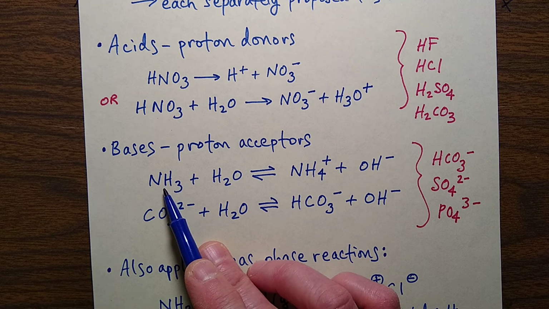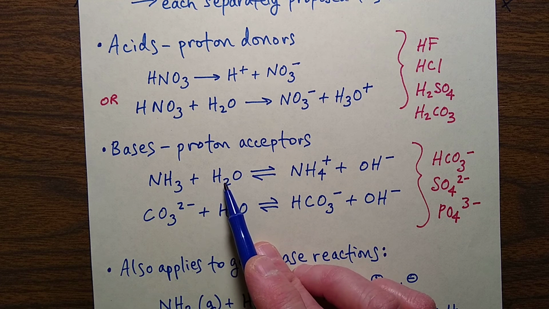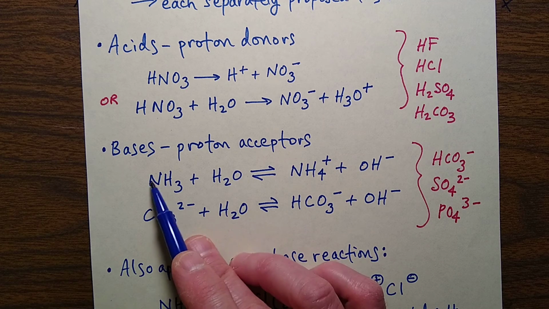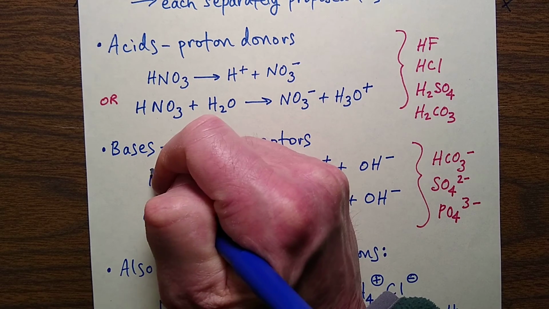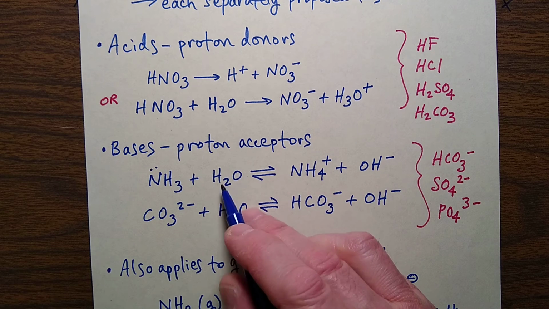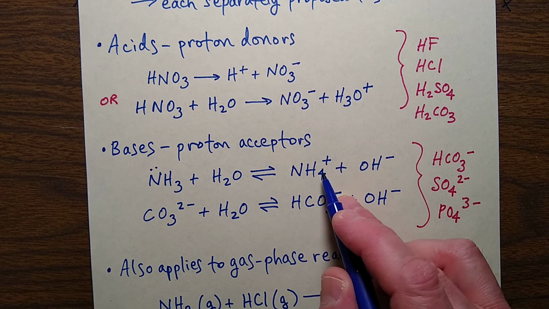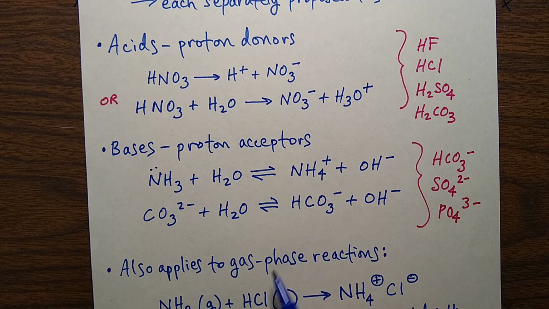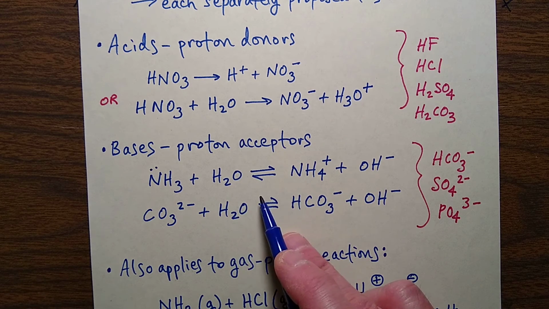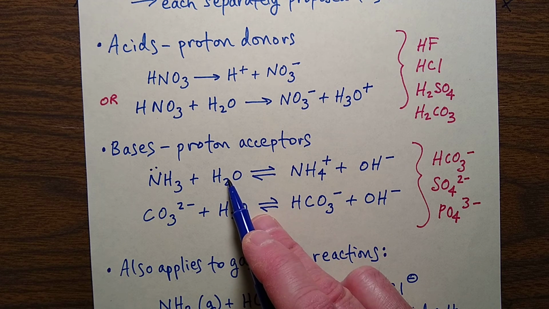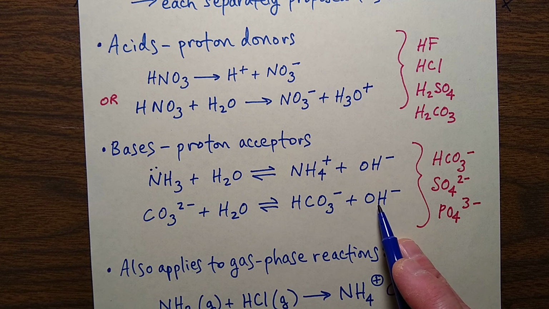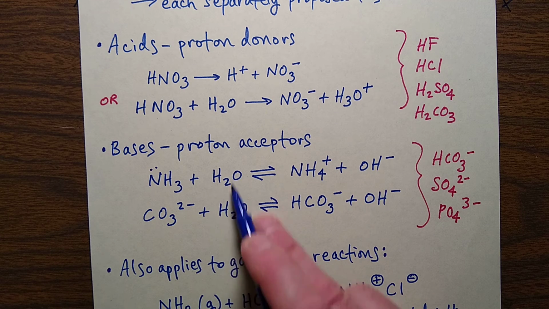So ammonia, NH3, is a Bronsted-Lowry base because it accepts a hydrogen from water. This lone pair here will pick up a proton to become NH4 plus. Notice the charge went from neutral to +1 when it picked up a proton because protons are positively charged. And what was left with the water was a hydroxide ion. So there's why these are bases. They're producing hydroxide indirectly by reacting with water.